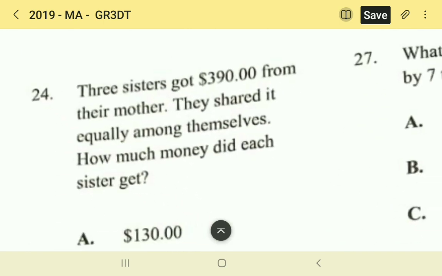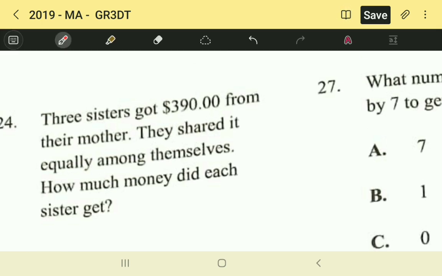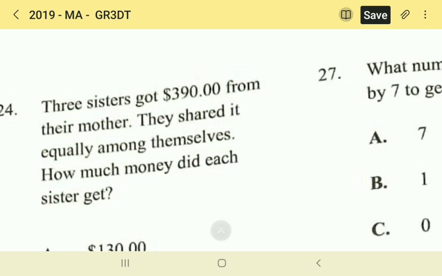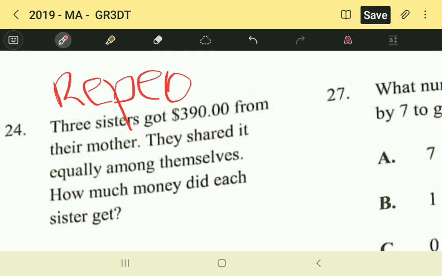Moving on to 24. 3 sisters got 3. This is a repeat. Shout the word repeat for me. Spell the word repeat. Let's do a little language here. Don't get the language papers. Spell repeat. Don't tell me you can't spell repeat. Shout it out loud. I'm hearing the R. What's next? Then what? Good job. What next? A. T. Good job. Spell repeat, everybody. R-E-P-E-A-T. Repeat. This one is a repeat. Give yourselves a clap.